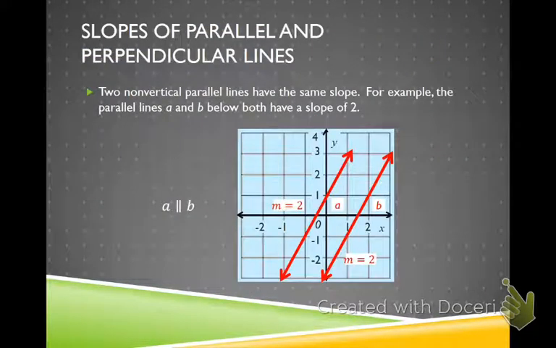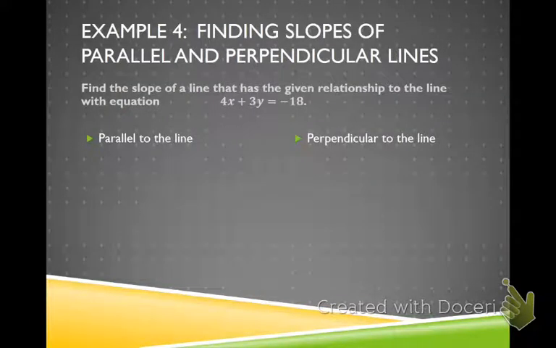So now let's look at the problem. It's going to give you an equation. 4x plus 3y equals negative 18. Go ahead and write that down. Is it in slope-intercept form? All right, so the answer is no. You need to write it in slope-intercept form. Go ahead and do that.